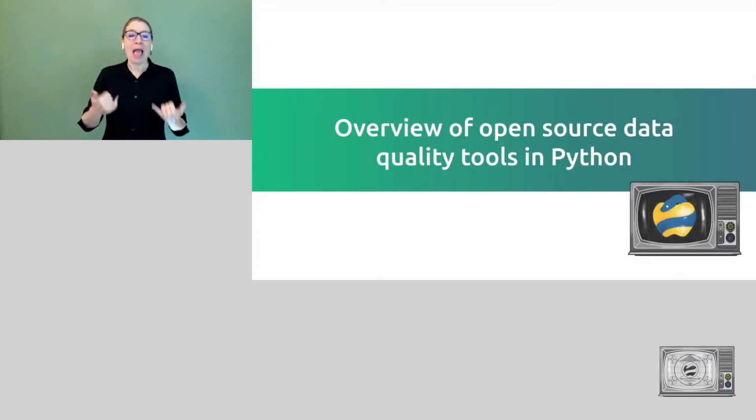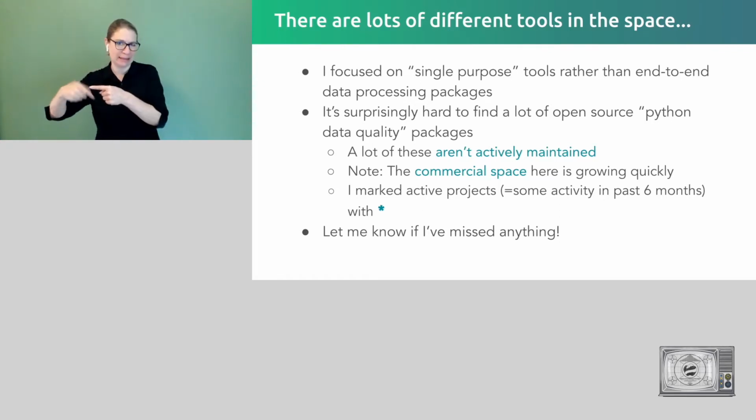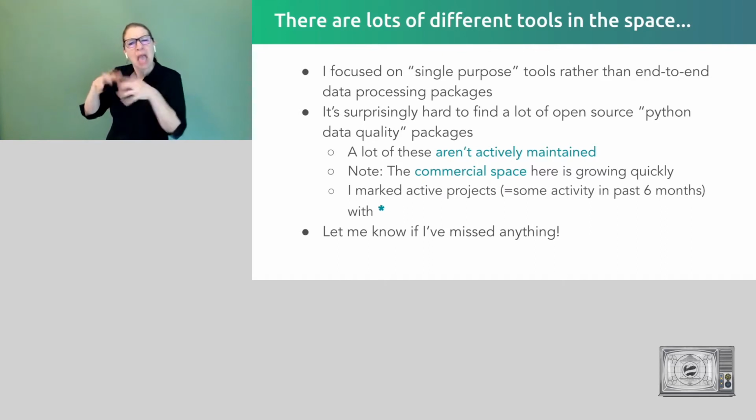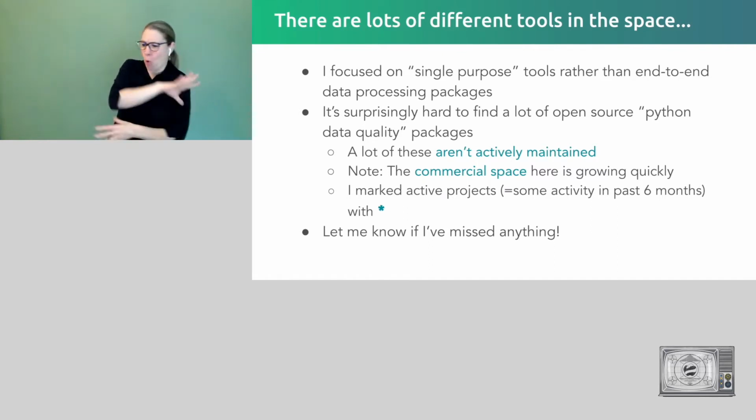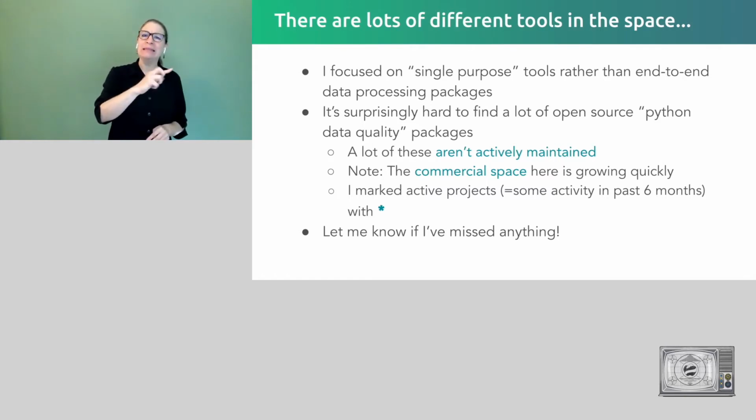Cool, so I am going to show you a very brief overview of the different open source data quality tools in Python for those kinds of categories that I've just explained. So, short disclaimer, I focused on what I call single-purpose tools rather than end-to-end data processing packages. I know there's a lot of different packages out there that have some aspects of these tools integrated into them. I am mostly looking at single-purpose tools in case anyone wants to integrate any of these into their existing pipelines.